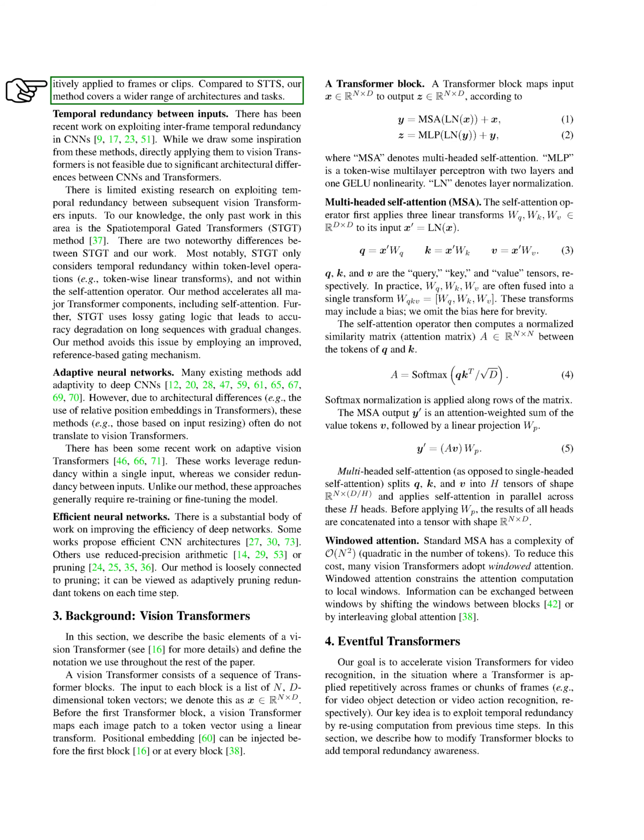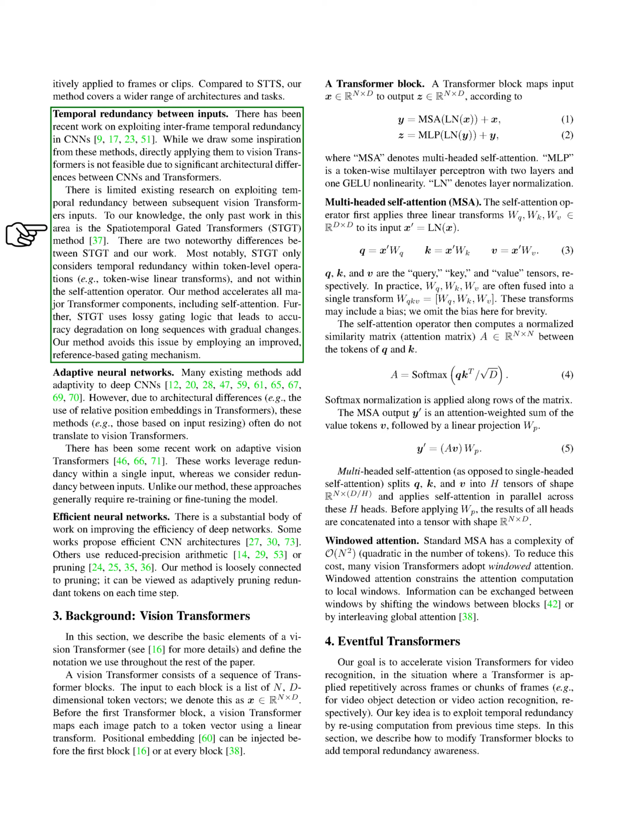There's also been recent work on exploiting the temporal redundancy between frames in convolutional neural networks, CNNs. While we're inspired by these methods, they can't be directly applied to vision transformers due to significant architectural differences. There's limited research on exploiting temporal redundancy between subsequent vision transformer inputs. The only previous work in this area is the spatiotemporal gated transformers, STGT, method.